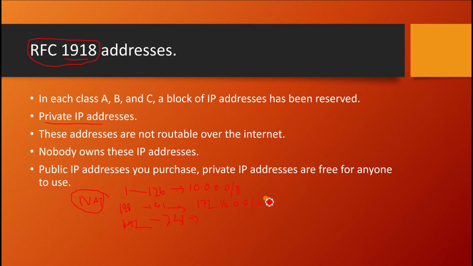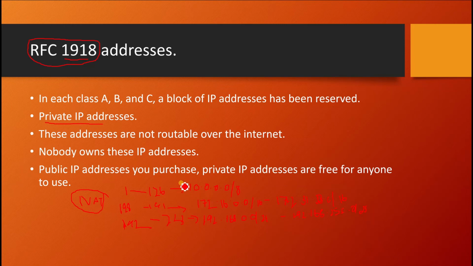172.16.0.0/16. 16 means it's a subnet mask. From there to 172.31.255.255 is considered private IP. Similarly, in class C, anything that starts from 192.168.0.0/24 to 192.168.255.255 is considered a private IP address.